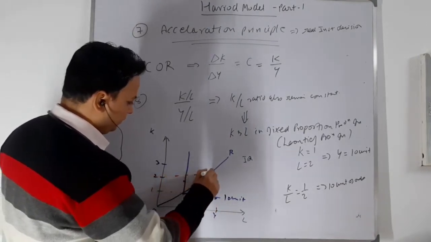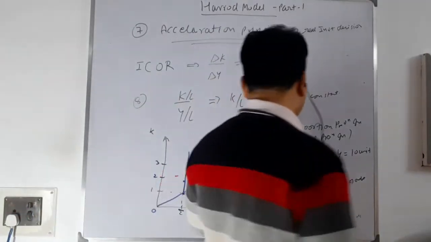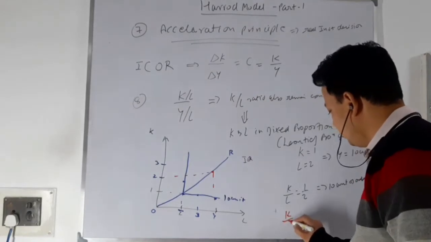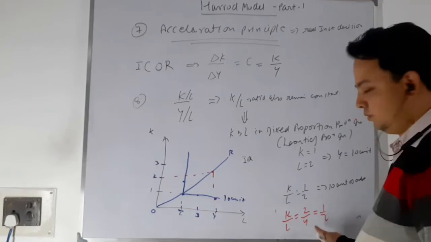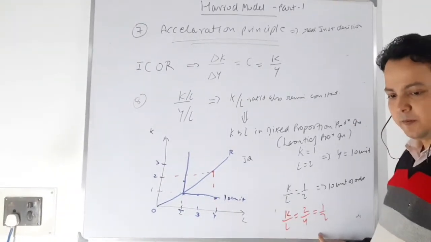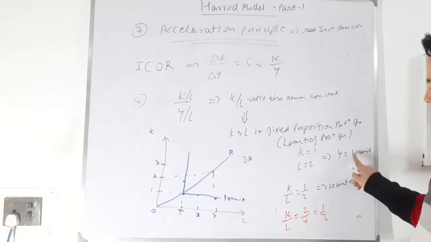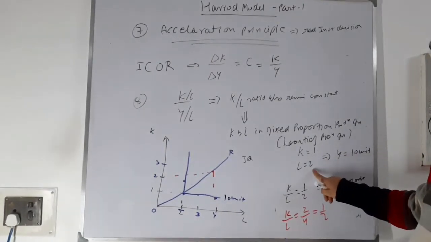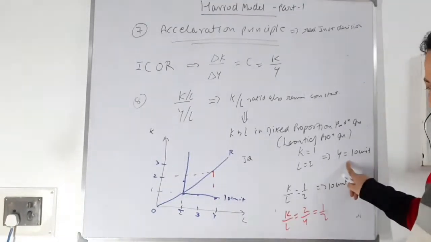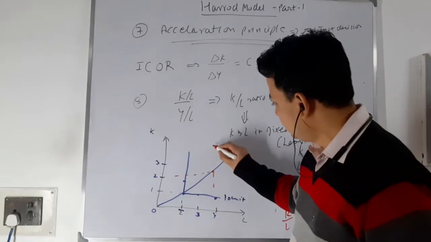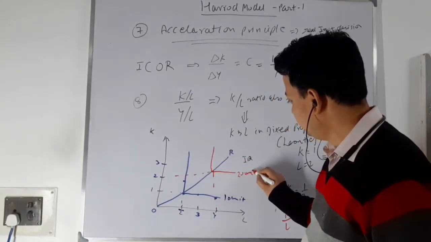Then what will happen? The capital-labor ratio is constant. What is the capital-labor ratio? This is 2, this is 4. 1 by 2. Yes or no? But I can produce 20 units of output, because I have increased the capital stock and labor in the same fixed proportion, output will increase from 10 to 20. So this is my new isoquant with 20 units of output.